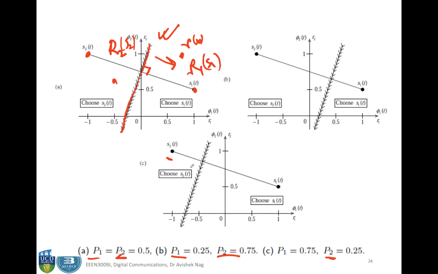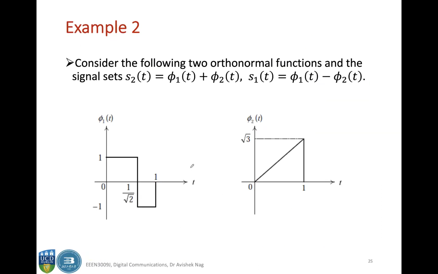So this is something which is very interesting. Let's do another example. Let's consider the following two orthonormal functions and the signal sets, S1 and S2. So your phi1 is given, your phi2 is given. Your phi2 basically looks like this, your phi1 is this. And your S1 and S2 are given in terms of phi1 and phi2 as usual, like this.